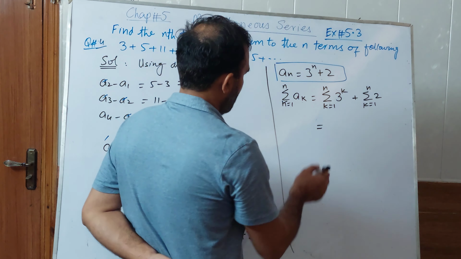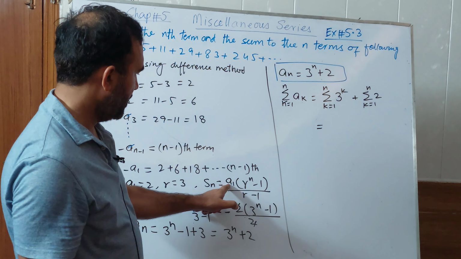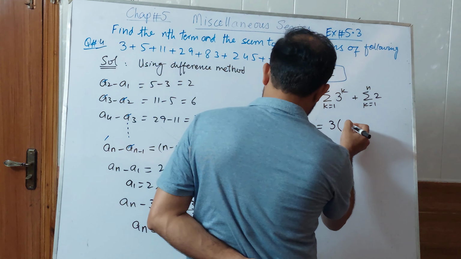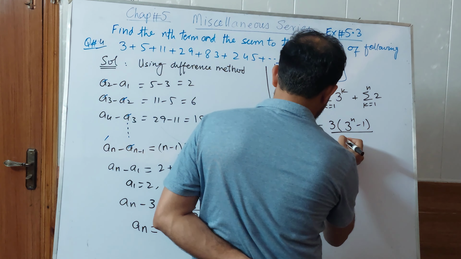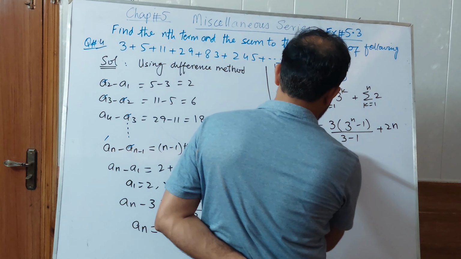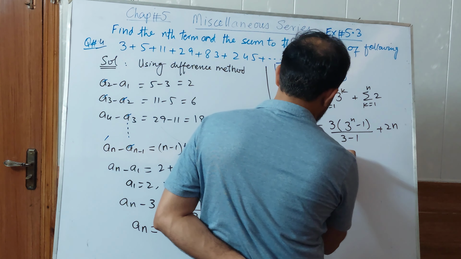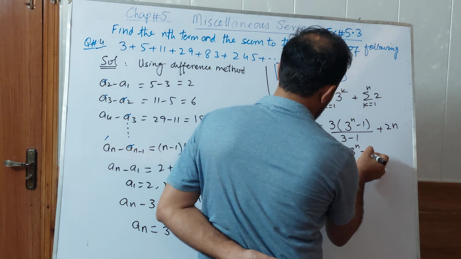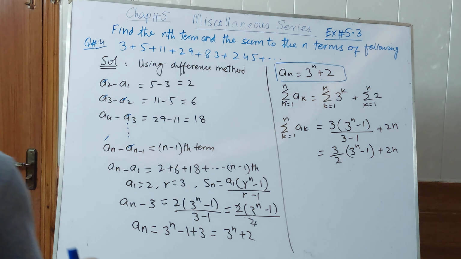So we can write using the same formula a1 times r^n minus 1 divided by r minus 1. So it will be a1 is 3 over here, and r is 3, 3 power n minus 1 divided by 3 minus 1, and plus 2n. So it will be 3 by 2 times 3 power n minus 1, plus 2n. So that is the sum of n terms.